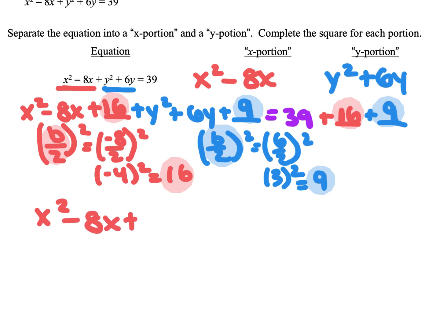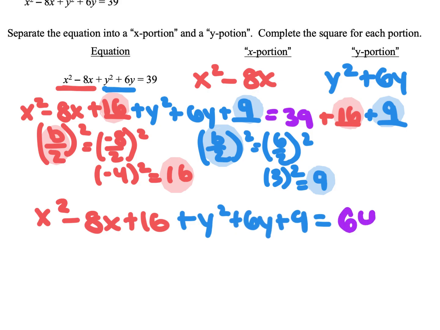So now, if I rewrite this to simplify it a little bit, I get x squared minus 8x plus 16 for the x portion. The y portion is y squared plus 6y plus 9. And then if I simplify the right, I have 39 plus 16 plus 9 gives you that the right side is 64.